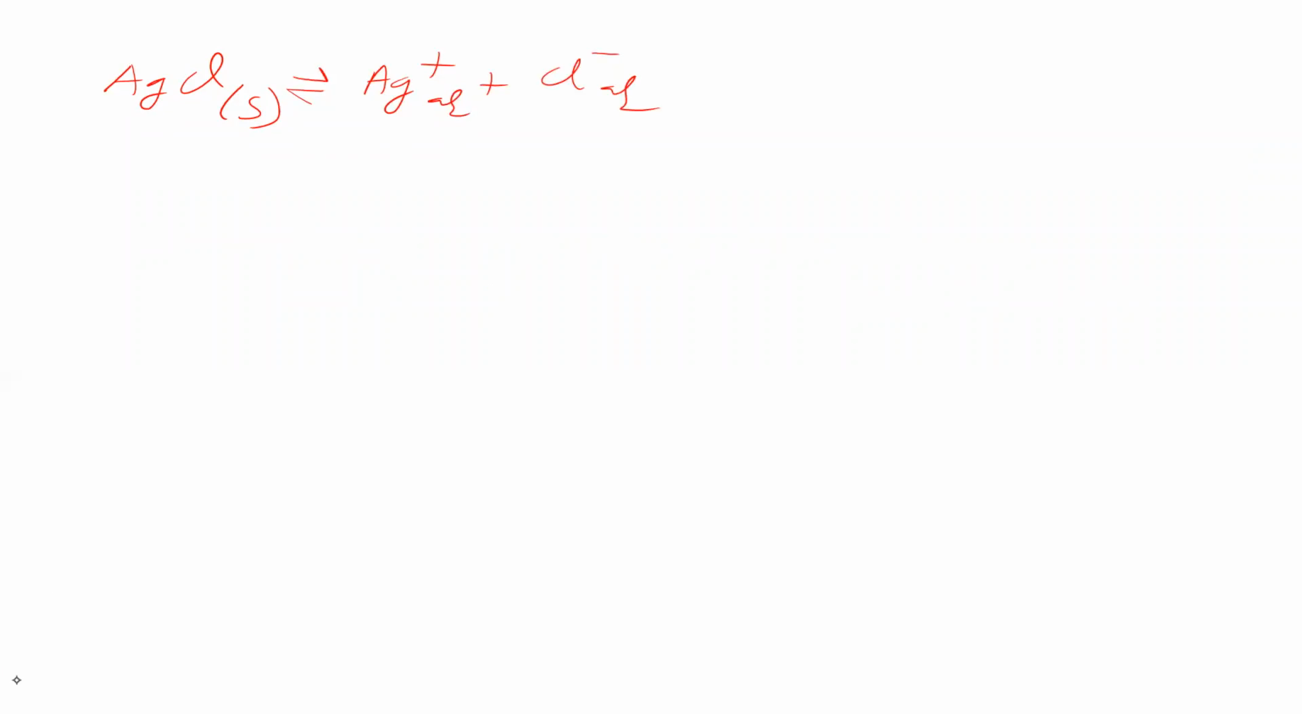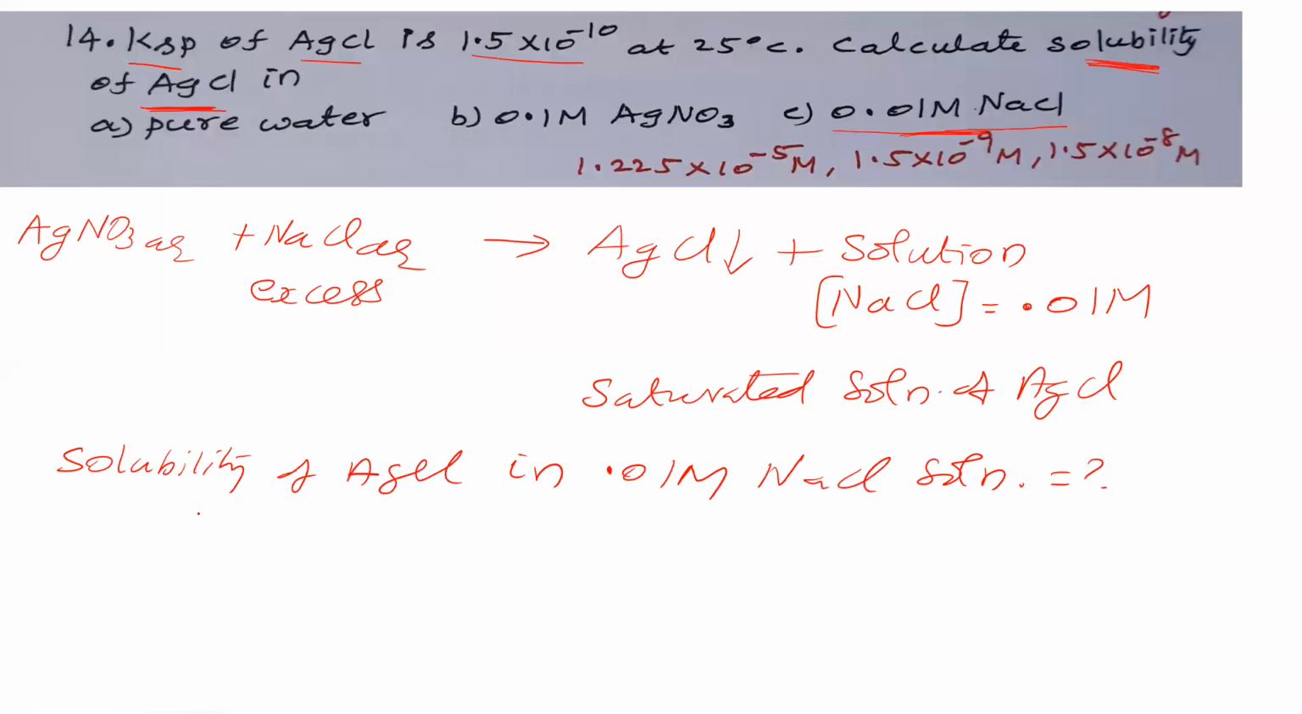Next, we take the solubility of AgCl in 0.01 molar NaCl solution as S molar. Otherwise you can take X, or Y. So the solubility of AgCl in 0.01 molar NaCl is S molar. Then we will make the assumption that the dissolved AgCl undergoes complete ionization.